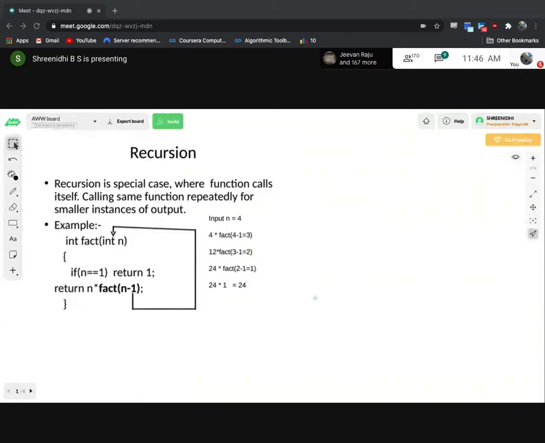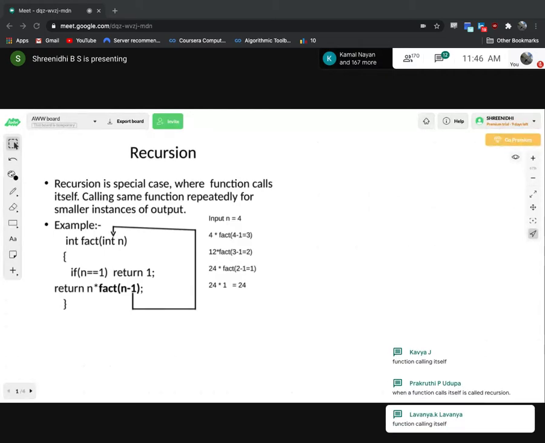So does anyone know what we mean by recursion? First I'll do the basics of recursion, what I have done in C, then I'll move on to the procedures and the program. So I've done this before. What do you mean by recursion? Anyone? Yeah, a function calling itself.